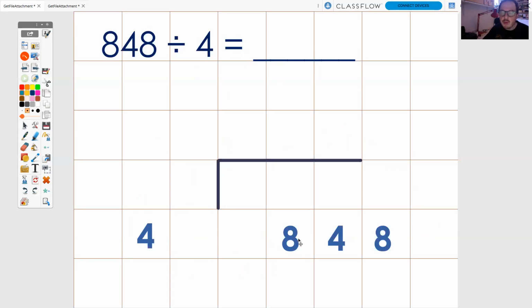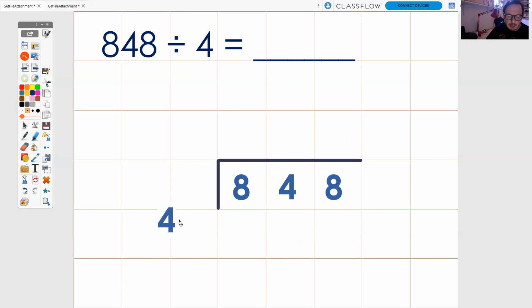All right, again, the number I'm dividing, I'm going to stick in the bus stop. There you go, you. 848. The number I'm dividing by goes outside, just here. Right, let's have a look. Do it together. How many 4s go into 8? 1 times 4 is 4. 2 times 4 is 8. 2. 2 goes there. How many 4s go into 4?